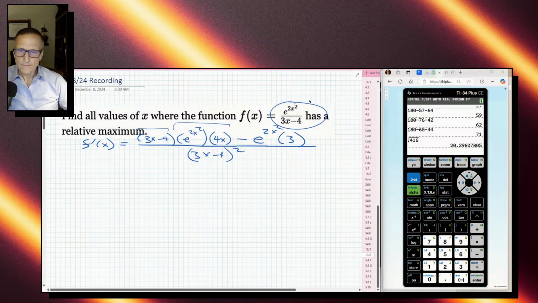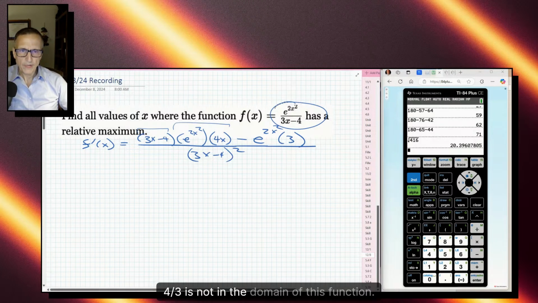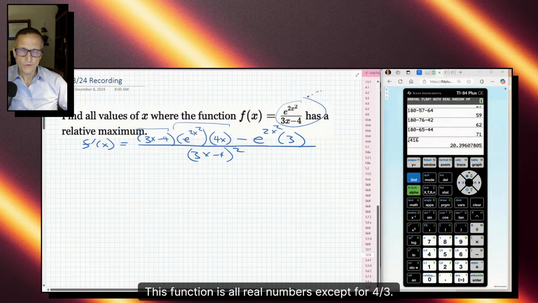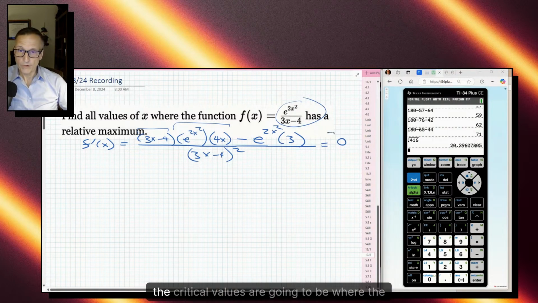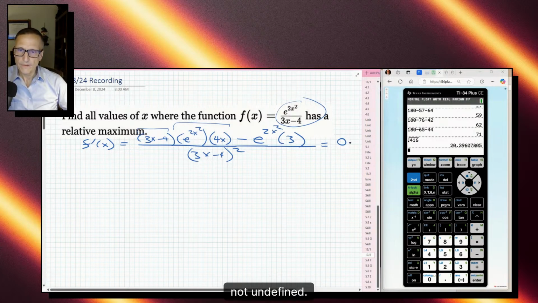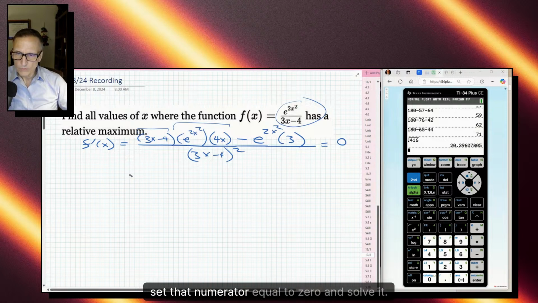However, 4/3 is not in the domain of this function, right? This function is all real numbers except for 4/3. So I'm really only looking for the critical values where the derivative is 0, not undefined. So we're going to set that numerator equal to 0 and solve it.